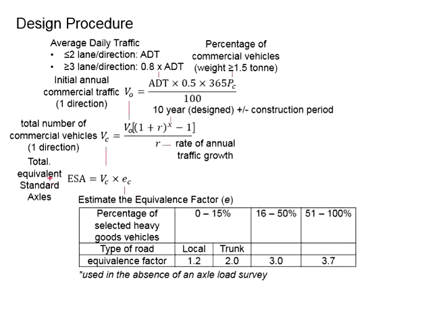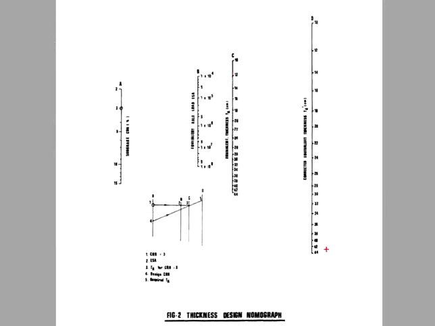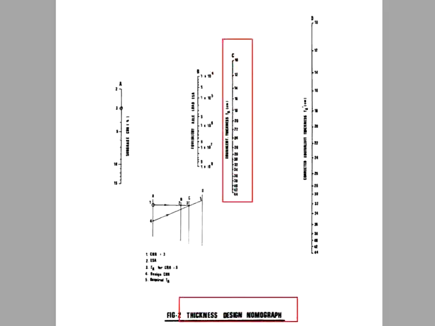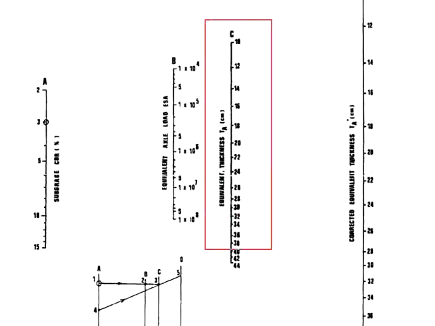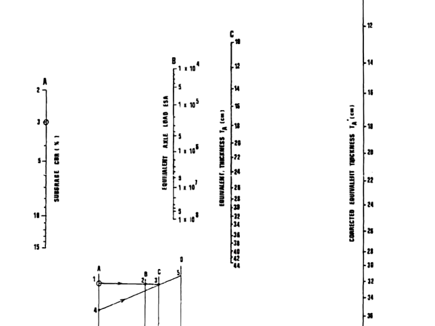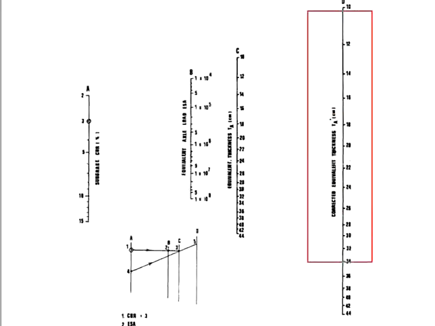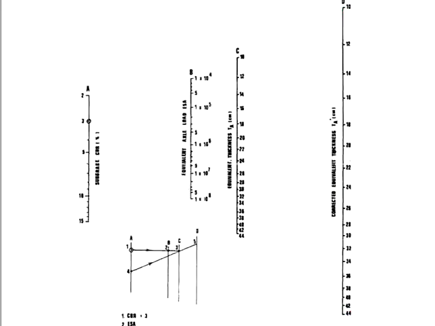At the same time, you will need the ESA, the total equivalent standard axles. Then use the thickness design monograph to determine the TA, the equivalent thickness. Let us first look at the components of the monograph. The first axis here represents the CBR value. The second axis represents the ESA, equivalent axle load. The third column represents the equivalent thickness, TA. And the last axis represents the corrected equivalent thickness.